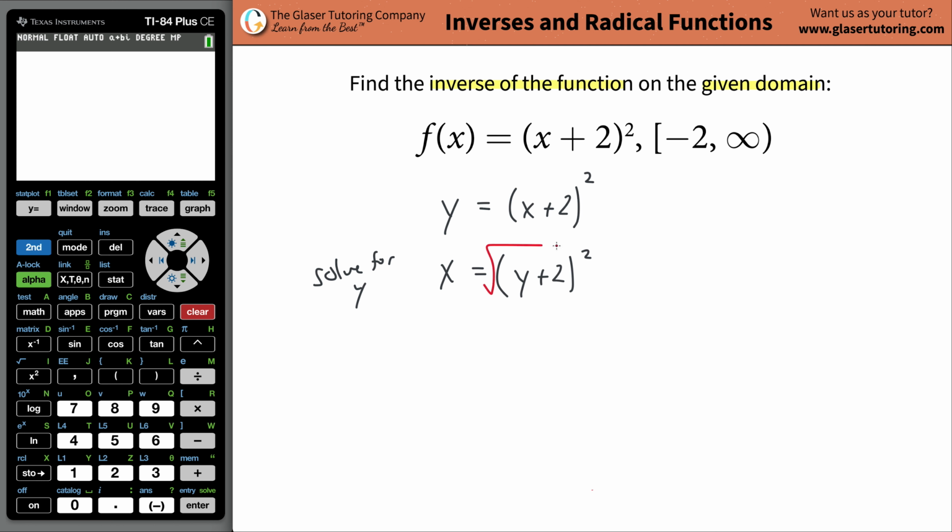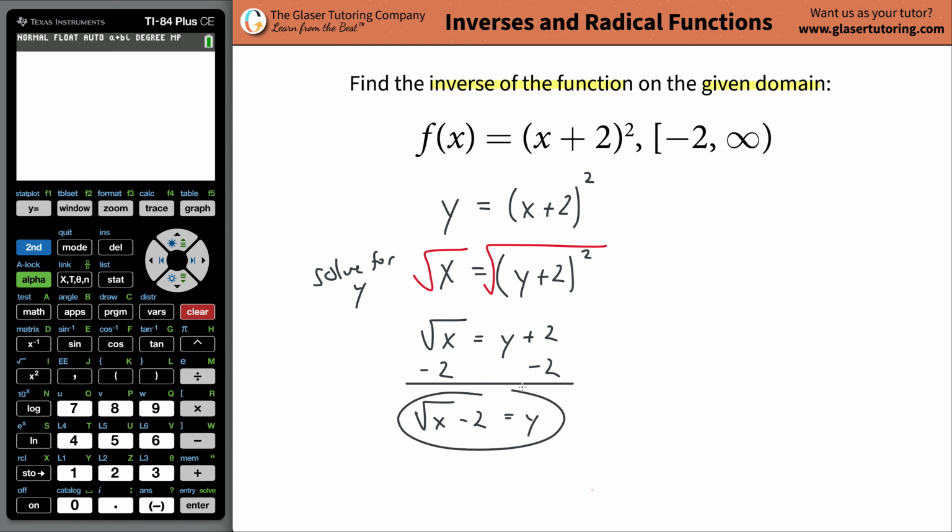If you have to solve for y, you have to first get rid of the square around the parentheses there. So if you square root the right, you've got to also square root the left. So now this is going to be equal to the square root of y plus 2. To get y all by itself, just subtract 2 from both sides, and you're going to now have radical x minus 2 is going to be equal to y. This is the inverse function.